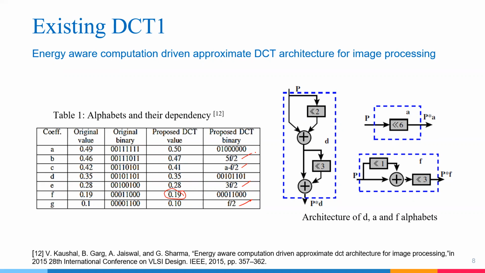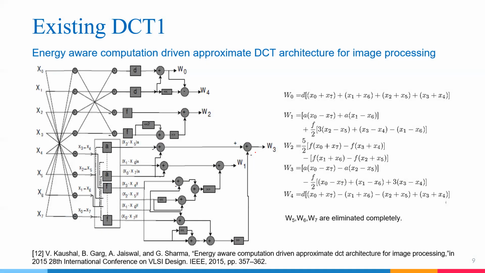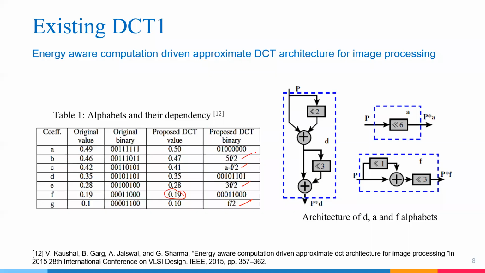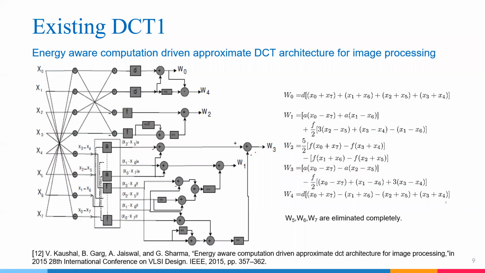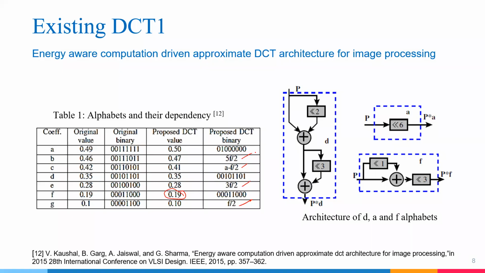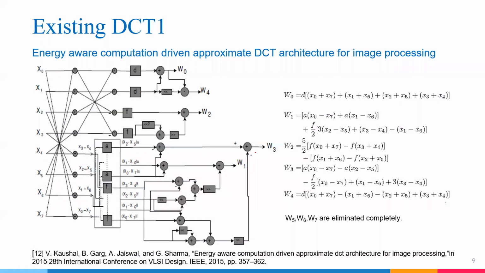When this implementation is put together, this is the hardware architecture that results, where they have completely eliminated W5, W6, W7. That is the reason they eliminated them: because all three of these are equated here, and their values turn out like this.